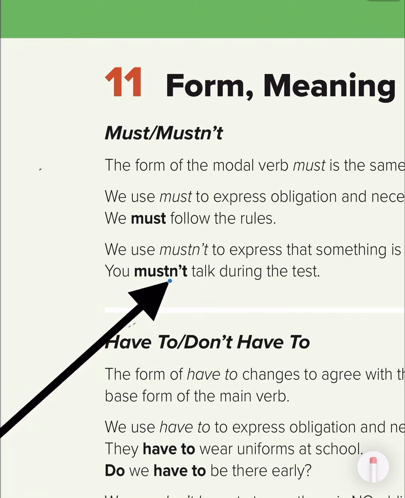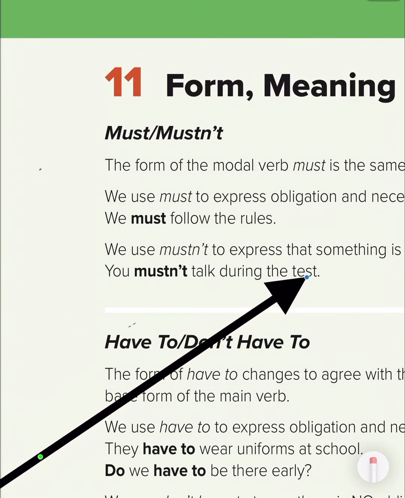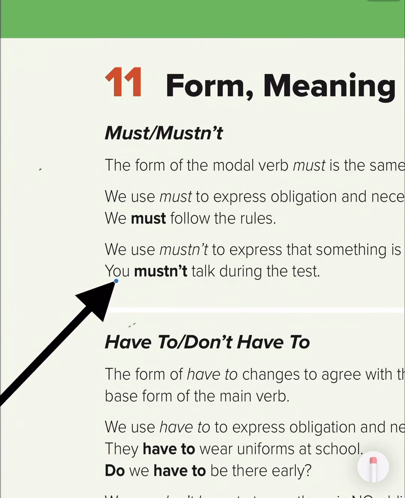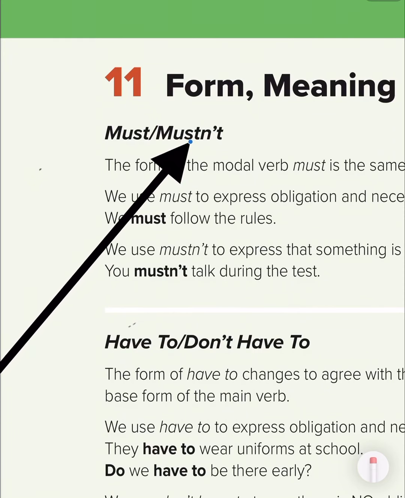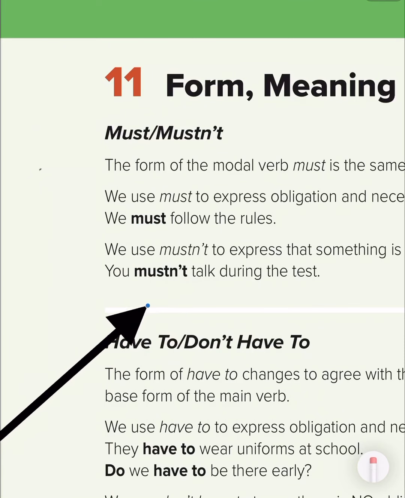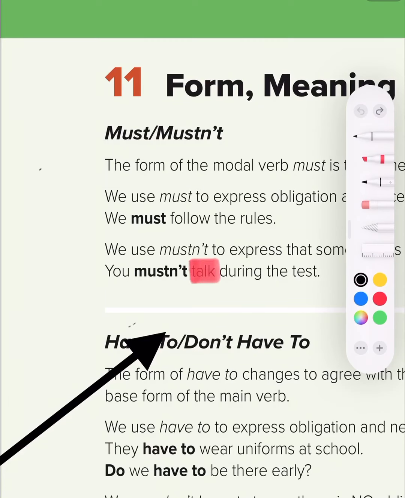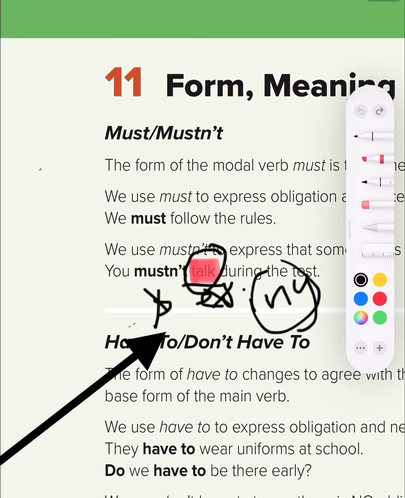And look here, this is a negative. You mustn't talk during the test, sorry. You can also make a negative by using must. Look here, must not, or mustn't. Must not, and so on. And also look here, talk is in the base form. No ed, no ing, no s. So the base form of the verb. Why? Because we have must.